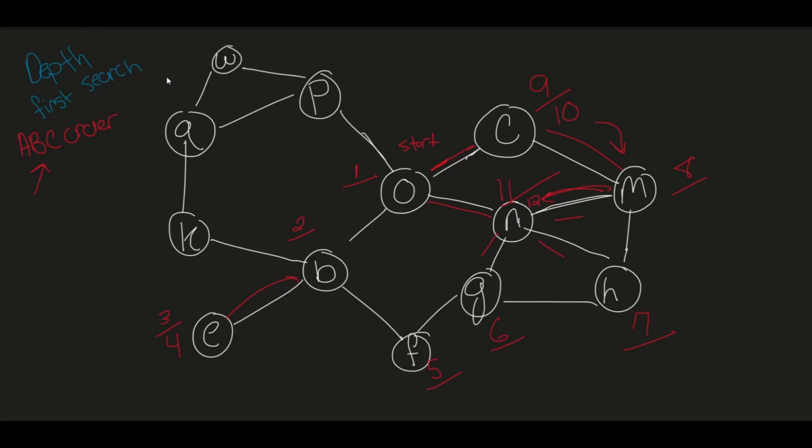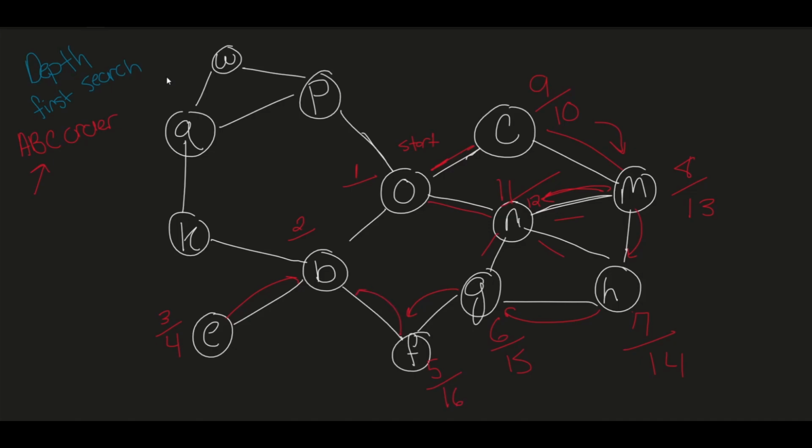Now we go back. Have we gone through all nodes for M? Yes, so we can end this node at 13, and we go back. Have we gone to all neighbors of H? Yes, so we can end this node at 14, and we go back. Have we finished all the G's neighbors? Yes, we go back with 15, and we go back again to F. That would be 16. We go back to B.